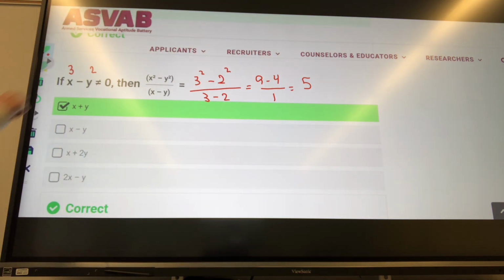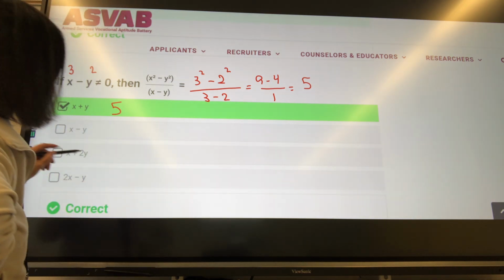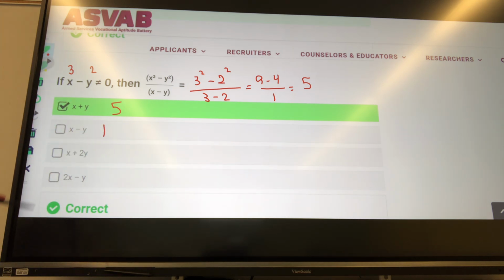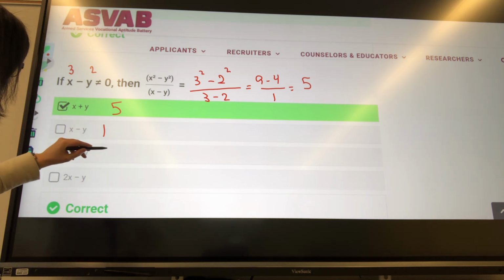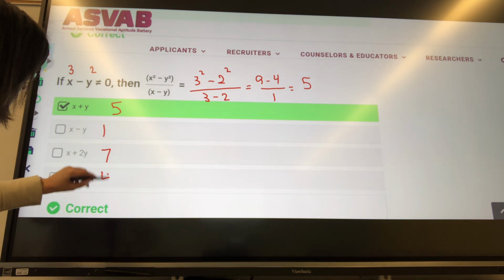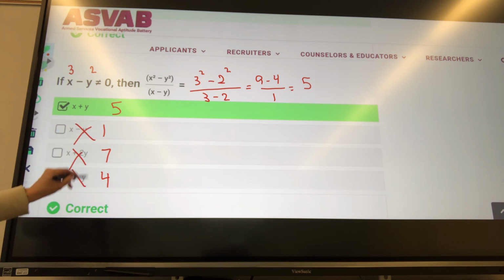So now I can take these two values, substitute them in each expression, and see which one would work. So 3 plus 2 would give me 5, same as that answer, that works. If I did 3 minus 2, I'd get a 1. That does not work. 3 plus 4 would not work. I mean, I already have my answer here, but this would be 7. And then 2 times 3, 6 minus 2 would be a 4. So naturally, none of these work. So substituting numbers for variables can be quite a helpful strategy in many of these standardized tests.